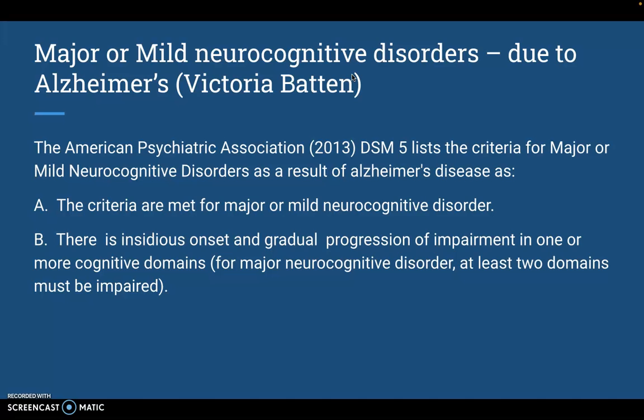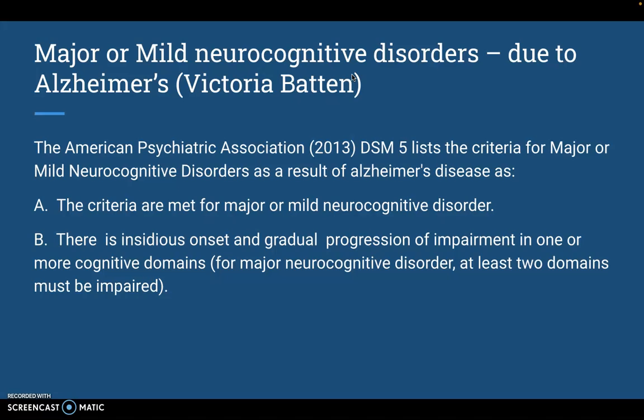So the first criteria that needs to be met for either major or mild neurocognitive disorder related to Alzheimer's is that first they must meet the criteria for just major or mild neurocognitive disorder. So the criteria that we went through in the introduction must be met first in order for it to be considered to be related to Alzheimer's.